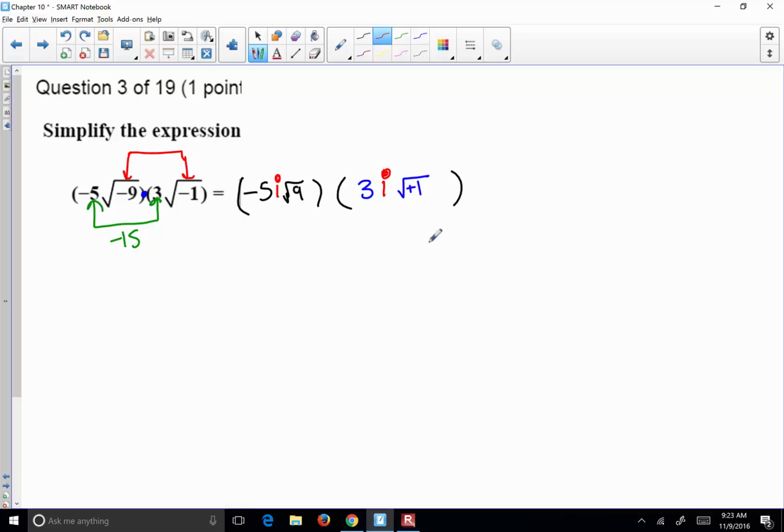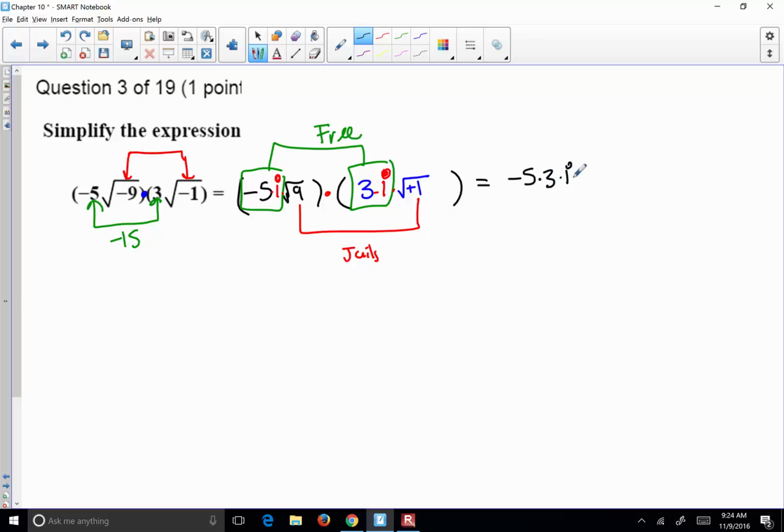Then multiply next. Multiplication happens among free guys, free first. Then jails will be multiplied. Okay? Again, these are all multiplication. You don't have to FOIL anything because there is no addition or subtraction sign. If there is an addition or subtraction, we distribute and FOIL it. But here everything is dotted, multiplied, product. So minus 5, 3, I comes together. Minus 5 times 3 times I is how you multiply free guys.